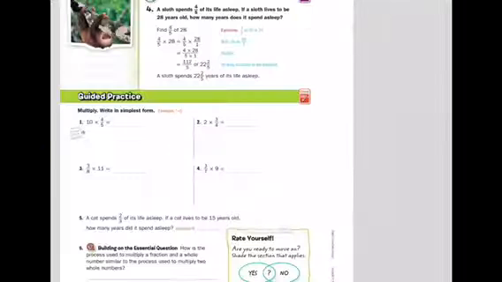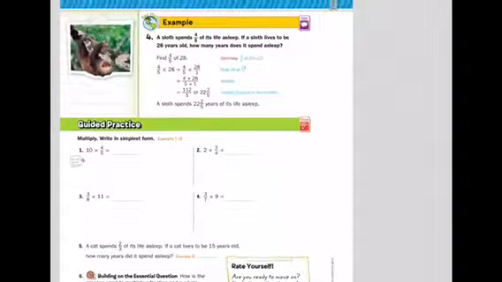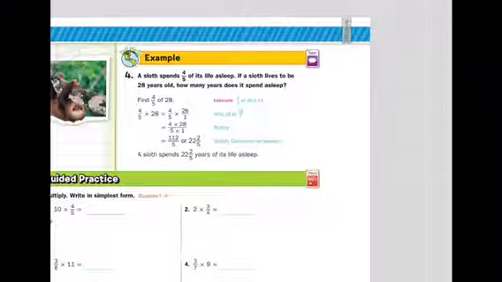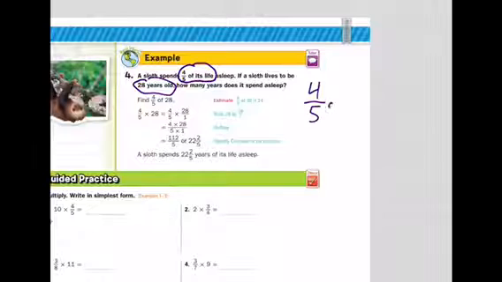All right, one more example to go over, and then you're done with me, and we're going to talk about sloths. Now, this is just more of a real-world problem, guys, so let's see how you did. In example 4, it says, a sloth spends 4/5 of its life asleep. If a sloth lives to be 28 years old, how many years does it spend asleep? So think of this problem here. It says it spends 4/5 of its life, and it lives to be 28 years old. So that means a sloth spends 4/5 of its 28 years, which is multiplication.